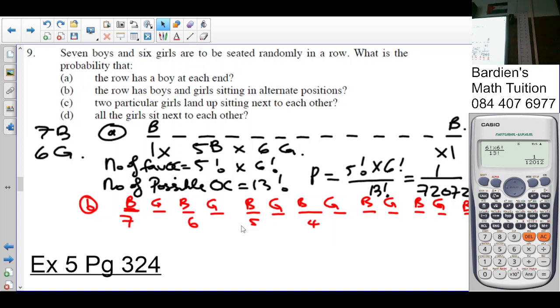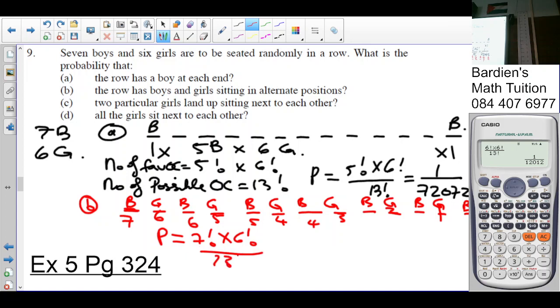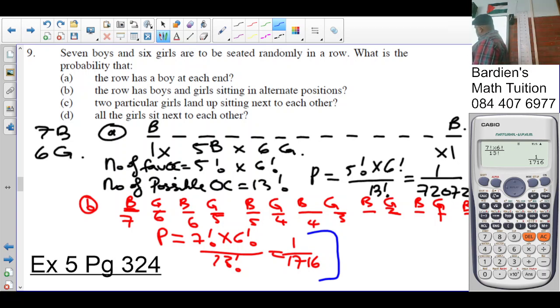So what I would have done was say the probability is going to be 7 factorial for the boys' positions times the girls, who can then be seated in 6 options, then 5, 4, 3, 2, 1, which gives you 6 factorial, over 13 factorial. To me that would make sense, so the answer would be 1 over 1716.